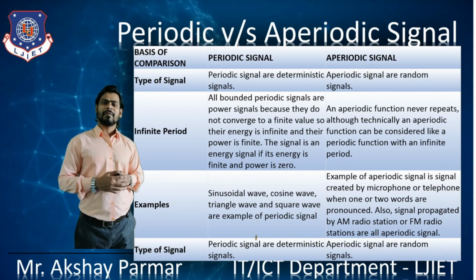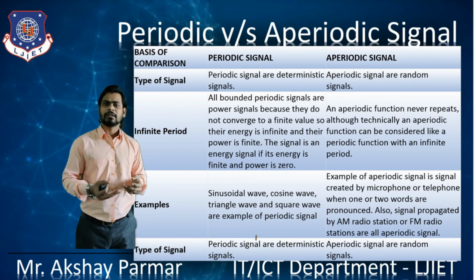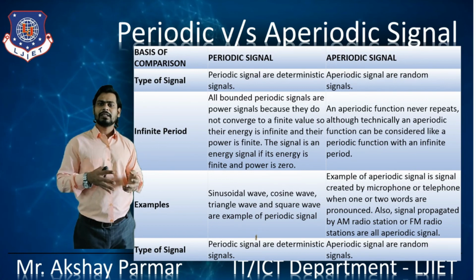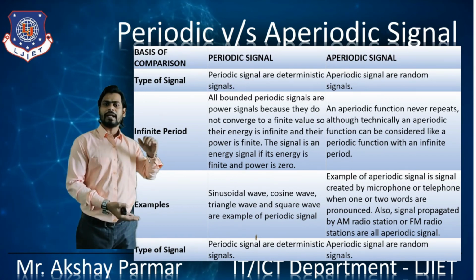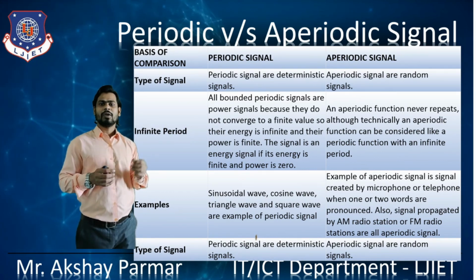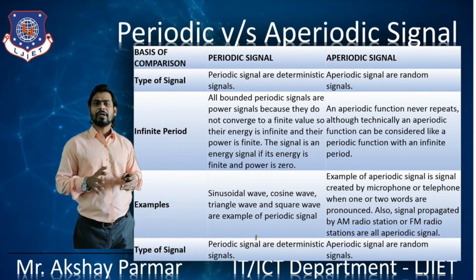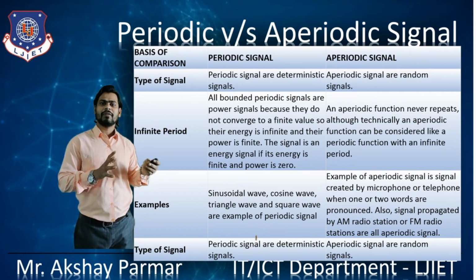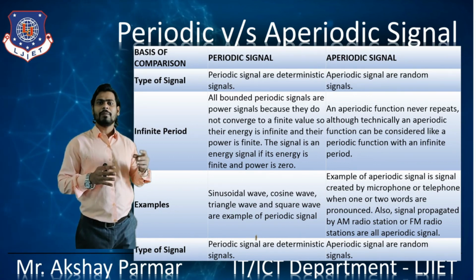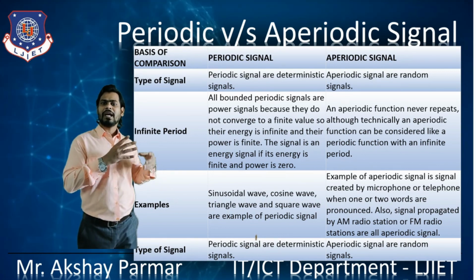Let's talk about the infinite period. All the bounded periodic functions are power signals, because they do not converge to an infinite value, so their energy is infinite and their power is finite. A signal is an energy signal if the energy is finite and power is zero, whereas aperiodic functions never repeat. Although technically an aperiodic function cannot be considered like a periodic function with an infinite period.